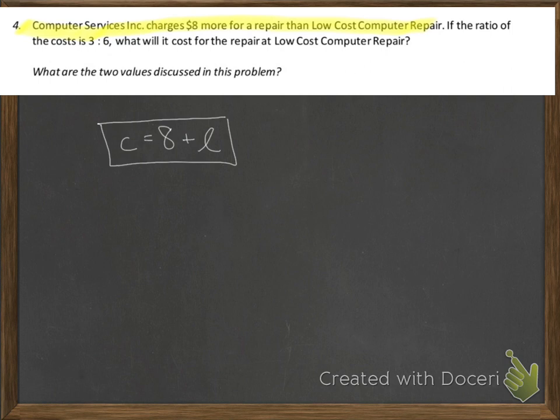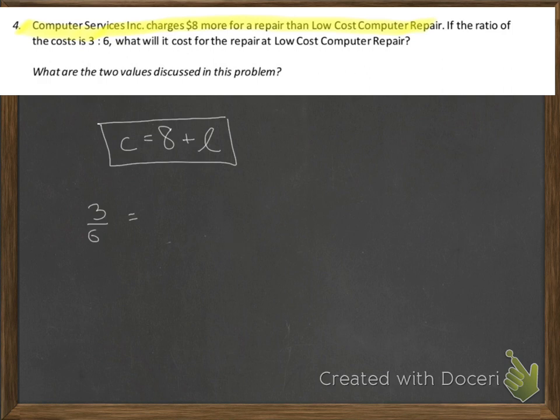Then it says if the ratio of the cost is 3 to 6, I don't know why they said 3 to 6 and not 1 to 2, what will it cost for the repair at low cost computer repair? All right, so we have 3 over 6 equals, now here's an interesting question. Which one goes where? Should it be C over L or should it be L over C? And how do you know?